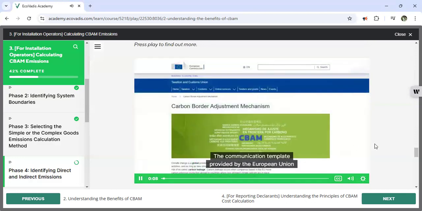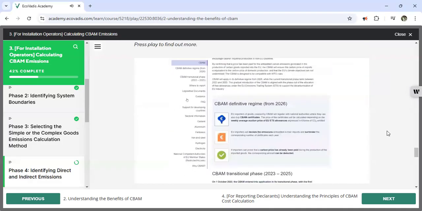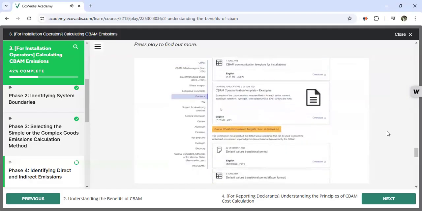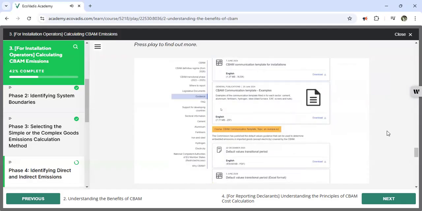The communication template provided by the European Union will help installation operators calculate their goods' direct and indirect emissions. For a better understanding of the use of the communication template, the EU has provided examples of the filled template. The examples of the emissions data communication template can be downloaded from the section CBAM communication template examples. Click Download to proceed.